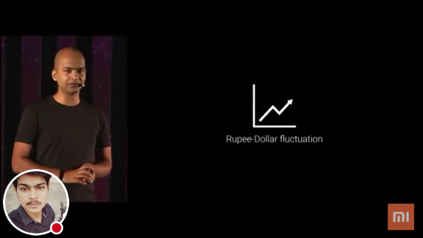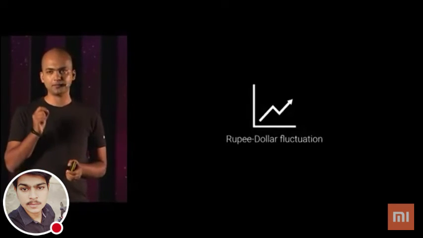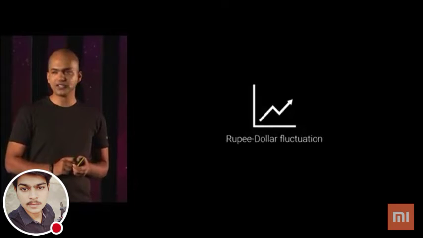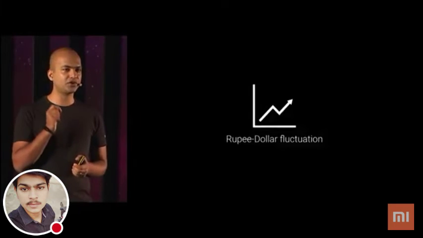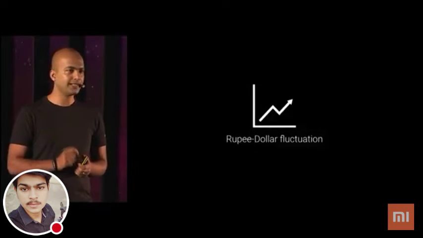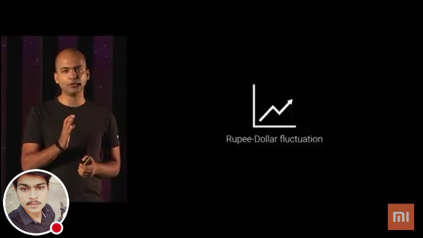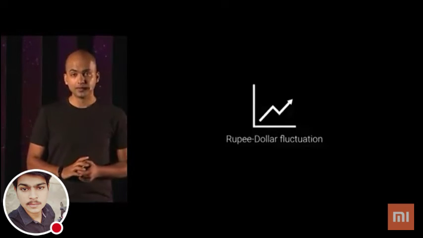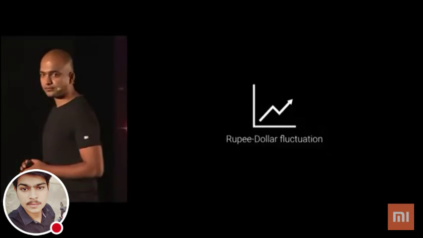Now, before we talk about price, I want to talk about something which is really impacting the entire industry and also us, which is the rupee dollar fluctuation. This year, 2018, we started at dollar being at about 64 rupees. In 9 months, it went from 64 to about 74. That's increasing the cost by 15%.